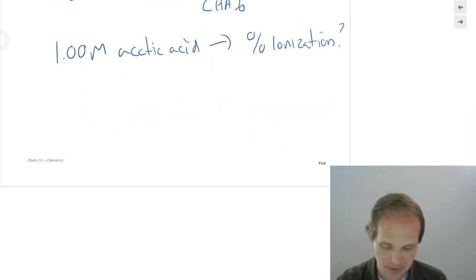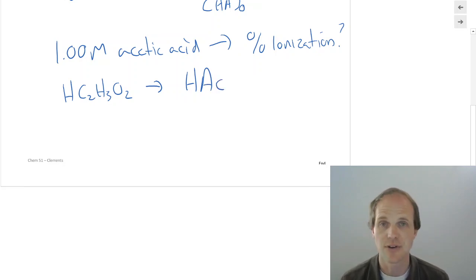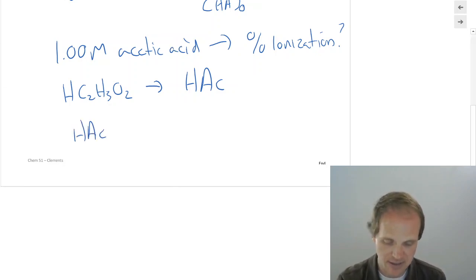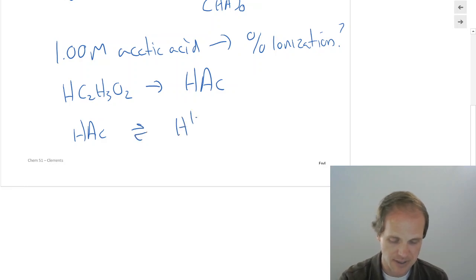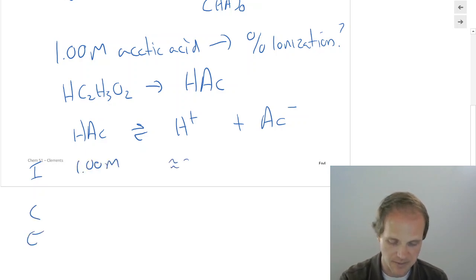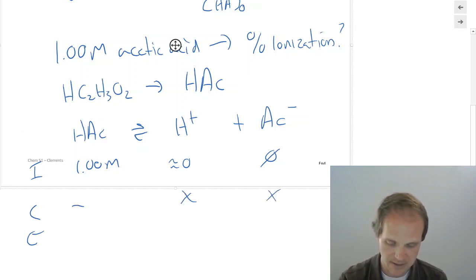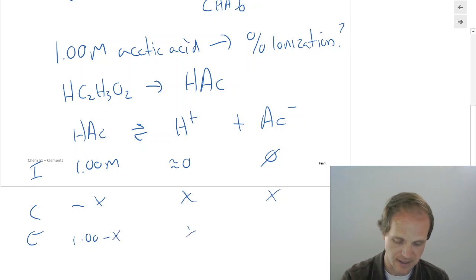So acetic acid is HC2H3O2. We're going to run across acetic acid a lot, and so a shorthand that people will often use is HAC. So if you see HAC, chances are people are talking about acetic acid. I'm going to use that shorthand just because it saves us a little bit of time. So I've got HAC goes to H plus and AC minus, and I'm going to do my ice table: 1.00 molar, approximately 0, 0, minus x, plus x, plus x, 1.00 minus x.